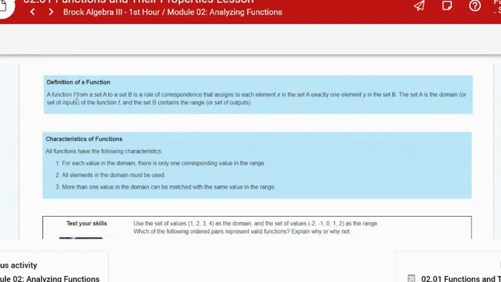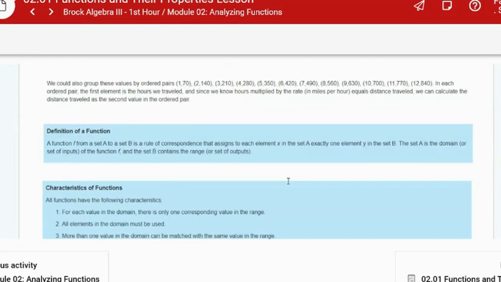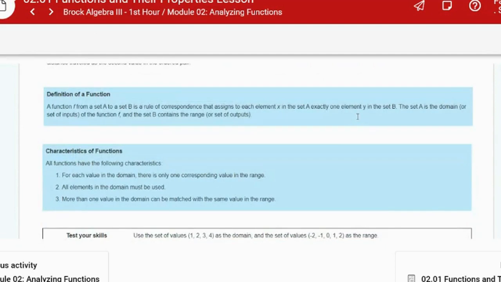A function f from a set A to a set B is a rule of correspondence that assigns to each element x in the set A exactly one element y in the set B. Doesn't that sound like real high-level math language? The set A is the domain, or the set of inputs, of the function f, and the set B contains the range. Basically, what that's saying is for every x, there is exactly one y. That's how we're defining a function.